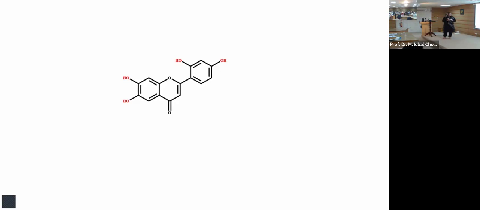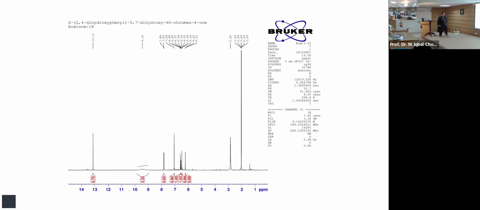Okay, so we'll be discussing a small molecule, but even then it's not very small. I would like you to get involved in the interpretation. I will show you the spectra. Now you know it's part of the flavone class. Here is the proton NMR spectrum.